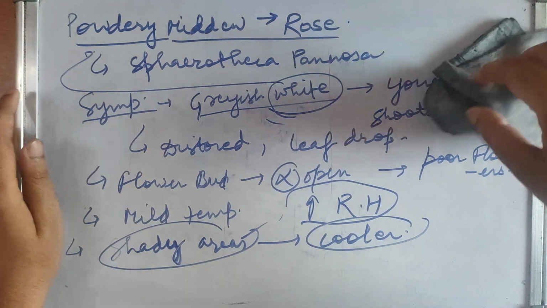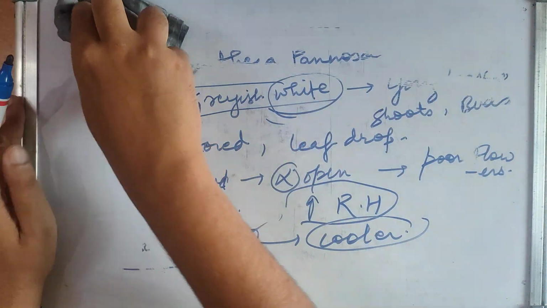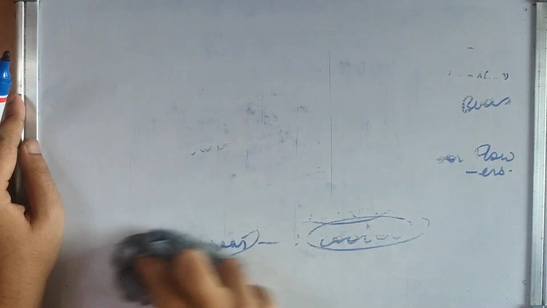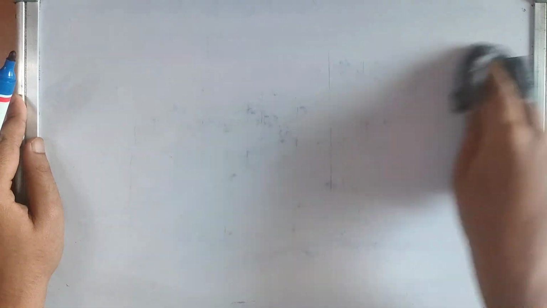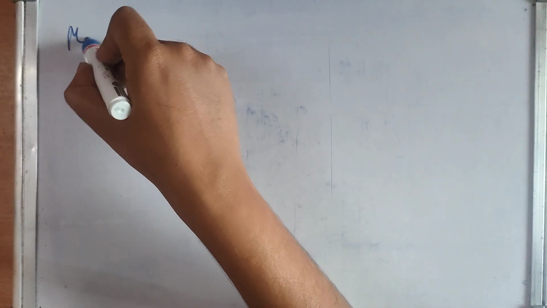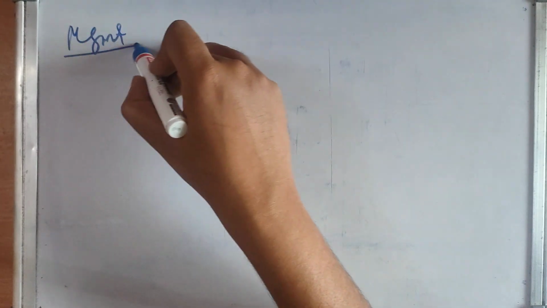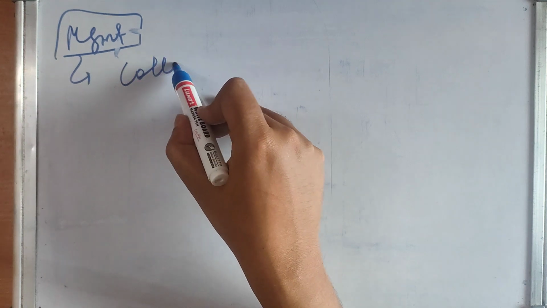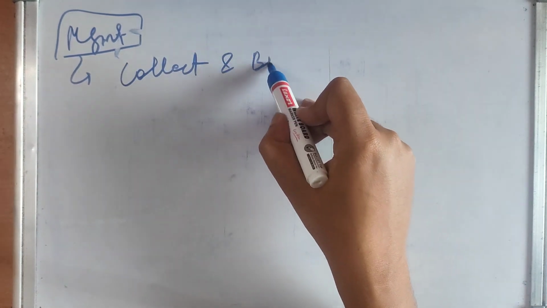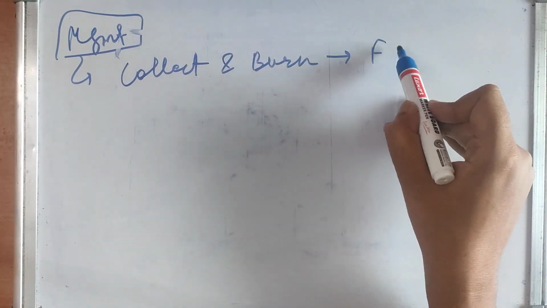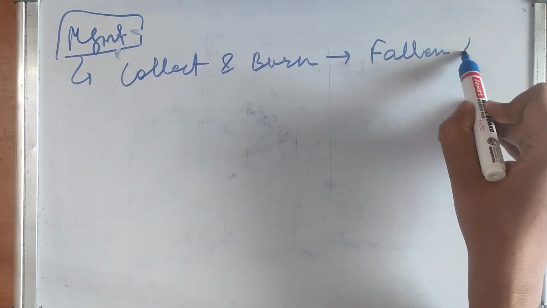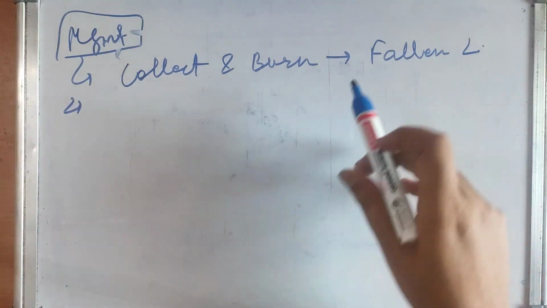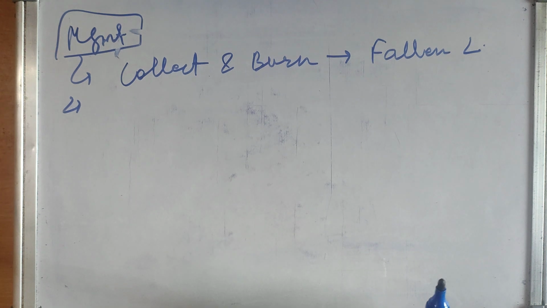Now, how will you manage it? Management of powdery mildew of rose: collection and burning of fallen leaves. Collect and burn fallen leaves because they can help in spreading infection.